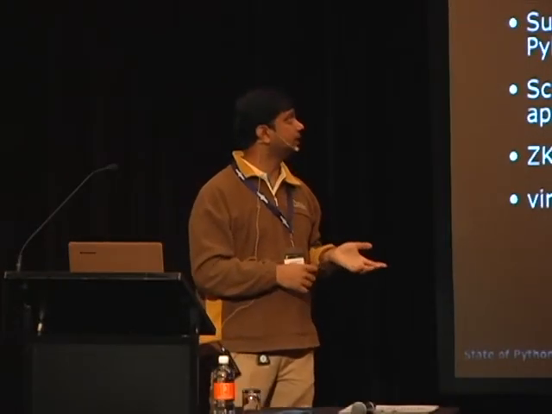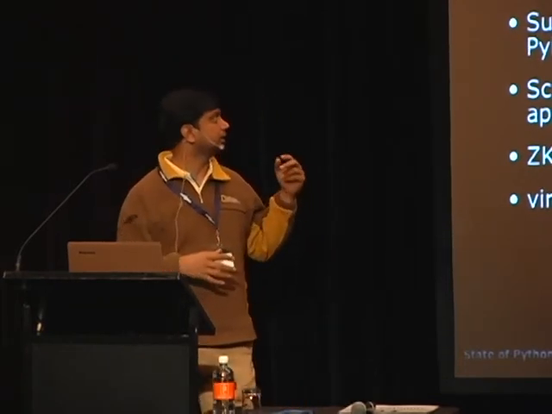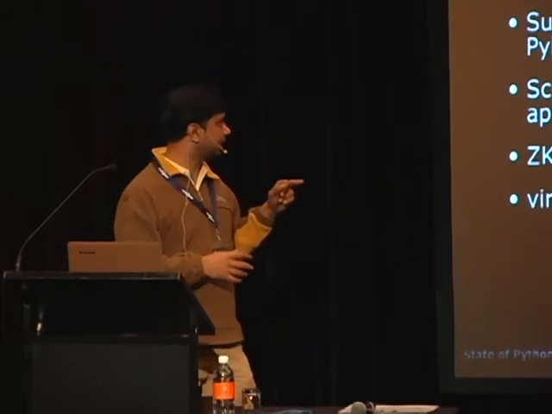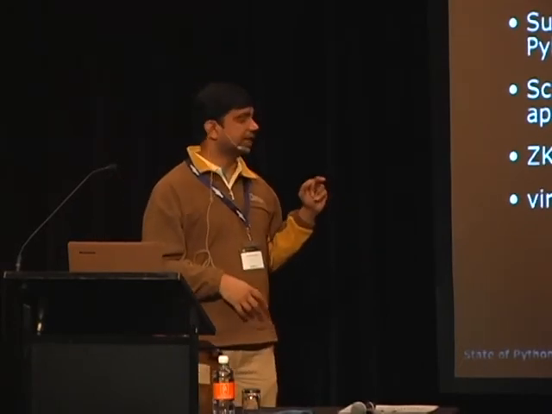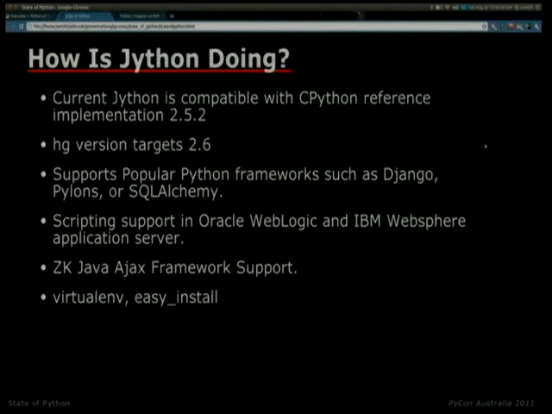Jython is compatible with the CPython reference implementation 2.5.2, which means that the with keyword, which is one of the major things in 2.5, is supported, apart from others like decorators and everything. The HG version targets 2.6. So if you clone the Mercurial version, it targets the 2.6 version. There are popular frameworks which support Jython, like Django, Pylons, SQLAlchemy, and the scripting support in Oracle WebLogic and the IBM WebSphere application server is provided by Jython. So if you use any of these big frameworks, then Jython is available as a plugin language. virtualenv and easy_install are all available in Jython.